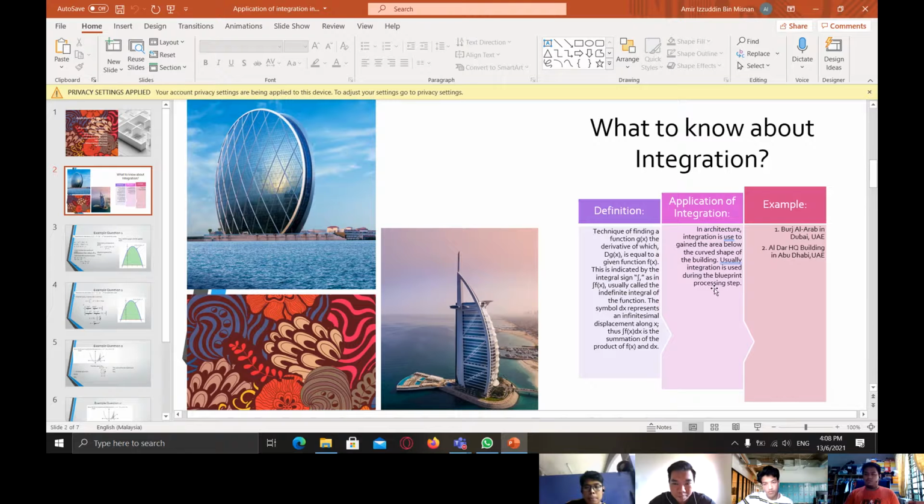The application of integration in architecture is used to gain the area below the curved shape of a building. Usually, integration is used during the blueprint processing step, like the planning process, or before bidding is given to the contractor to start building. Examples are the Burj Al Arab in UAE, on the right side, and the Al Dar HQ building in Abu Dhabi, UAE, on the left side.